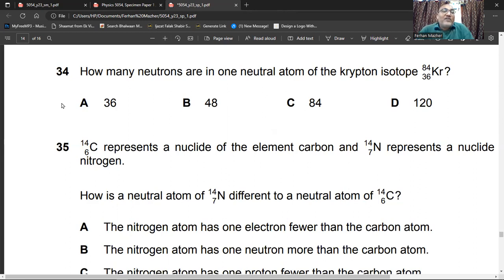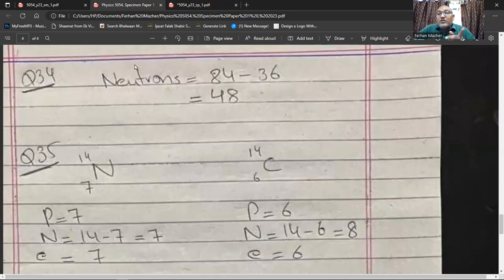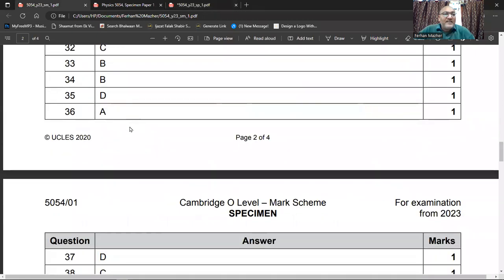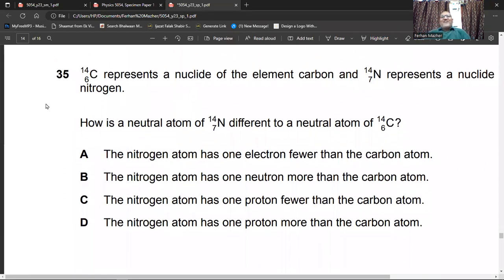How many neutrons are in one neutral atom of the krypton isotope? So for the number of neutrons, the proton number is 36. Its nucleon number is 84. From the nucleon number, subtract the proton number, and you will get the number of neutrons, okay? So the neutrons will be 84 minus 36. That will be 48. So I think B is the option, sir. Question number 34, B is the right option, sir. Okay, the next question coming up, 35.